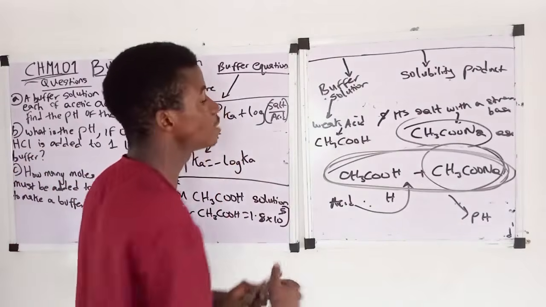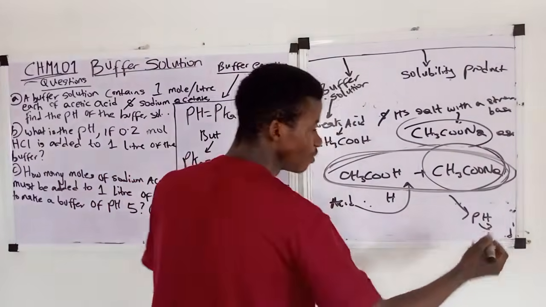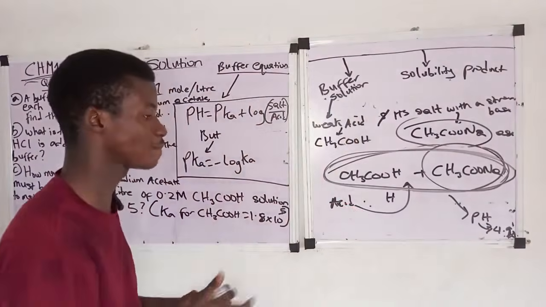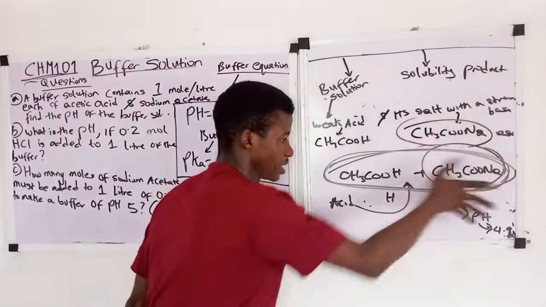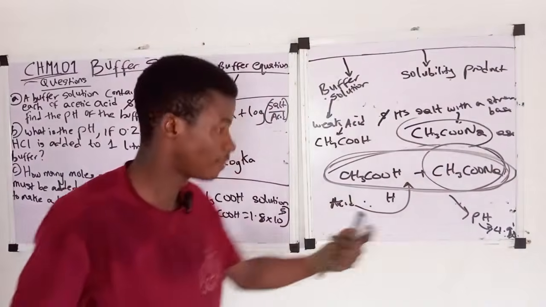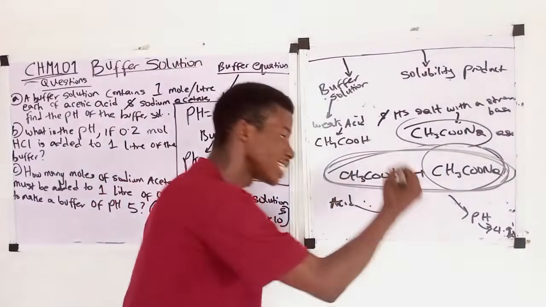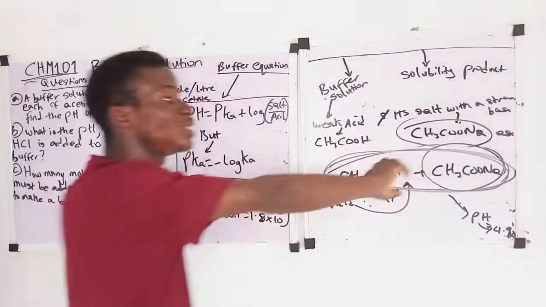Okay, let's say the pH of this buffer solution is 4.98. For example, this is a buffer solution now, and the pH is 4.98. Then we add an acid to it. We add an acid to it, right? Yes, this is how it works.